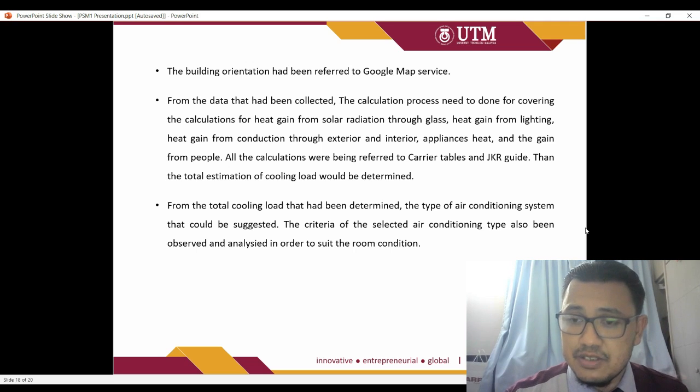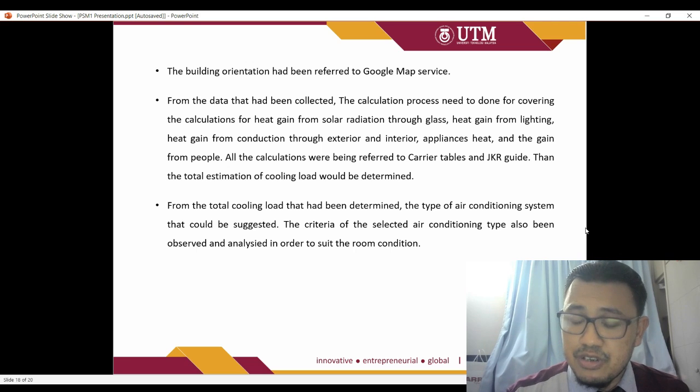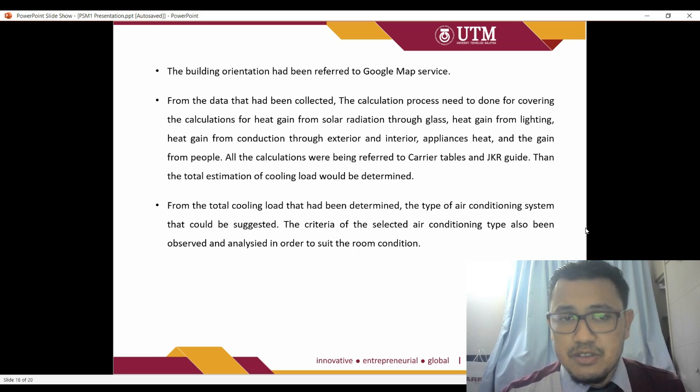Then we have to calculate also the humidifier, airflow, and the reheat capacity, either using the condenser water of the cooling tower for the double coil, or the electrical reheat system. And then from the total cooling load, when all have been calculated and determined, the type of air conditioning system that can be suggested is then selected.